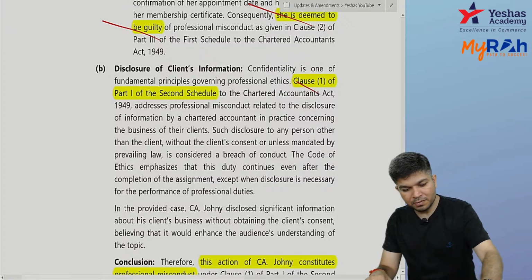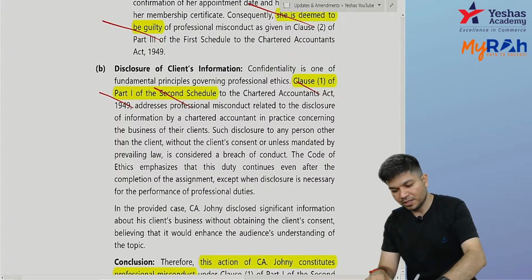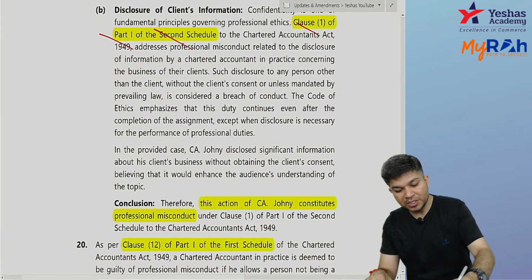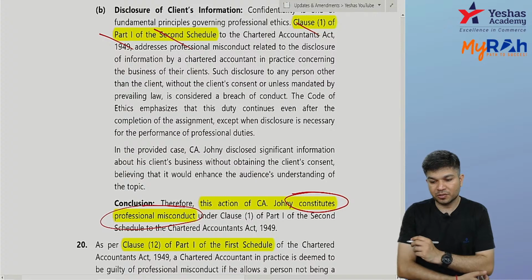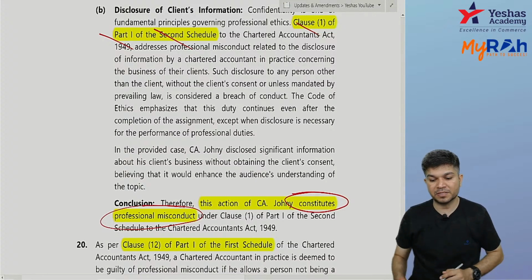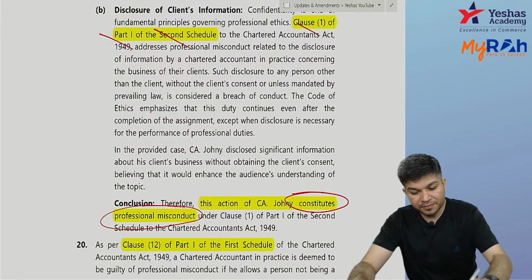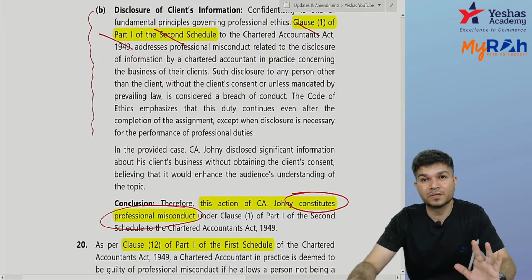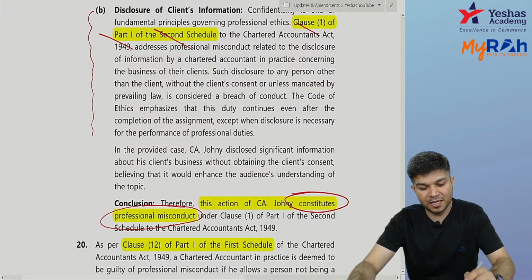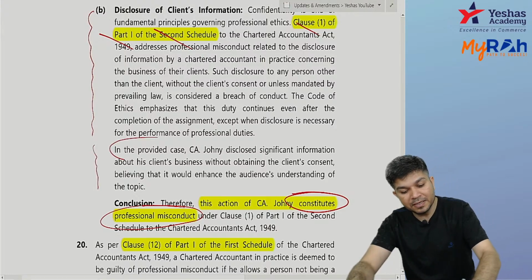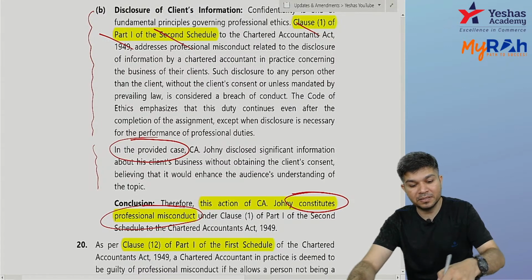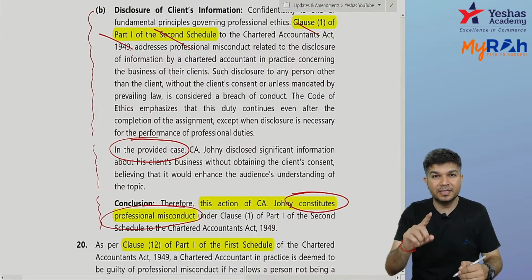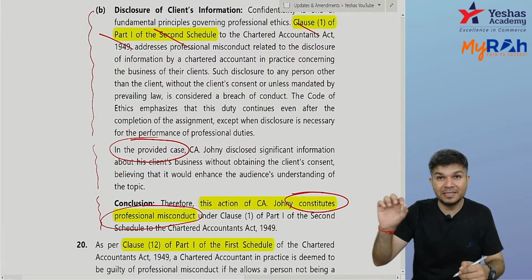So clause 1, part 1, second schedule: this action of Johnny constitutes professional misconduct. Please make sure how we write the answer. First, explain the entire clause, then correlate what happened in the current case, and then come to the conclusion. Again telling you, the conclusion doesn't carry marks. The theory which you write about the clause carries marks.